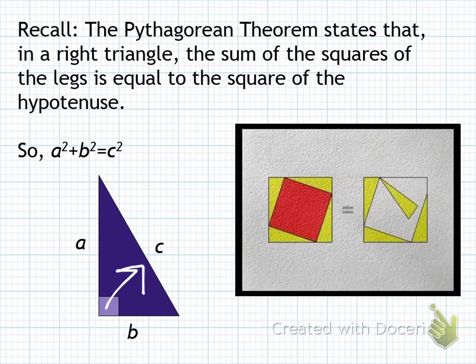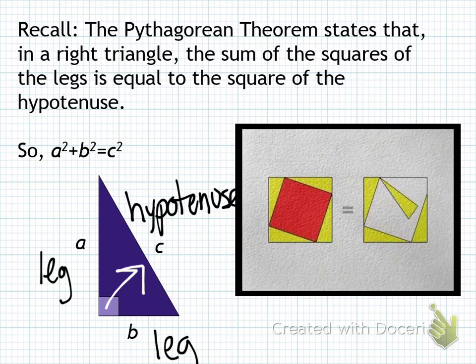So think of the hypotenuse as the side across from the right angle. That means it's the longest side in the triangle. So we call this the hypotenuse, and then the other two sides we call the legs. If you were absent, make sure you write down both of these definitions, the definition in words and then the equation version.